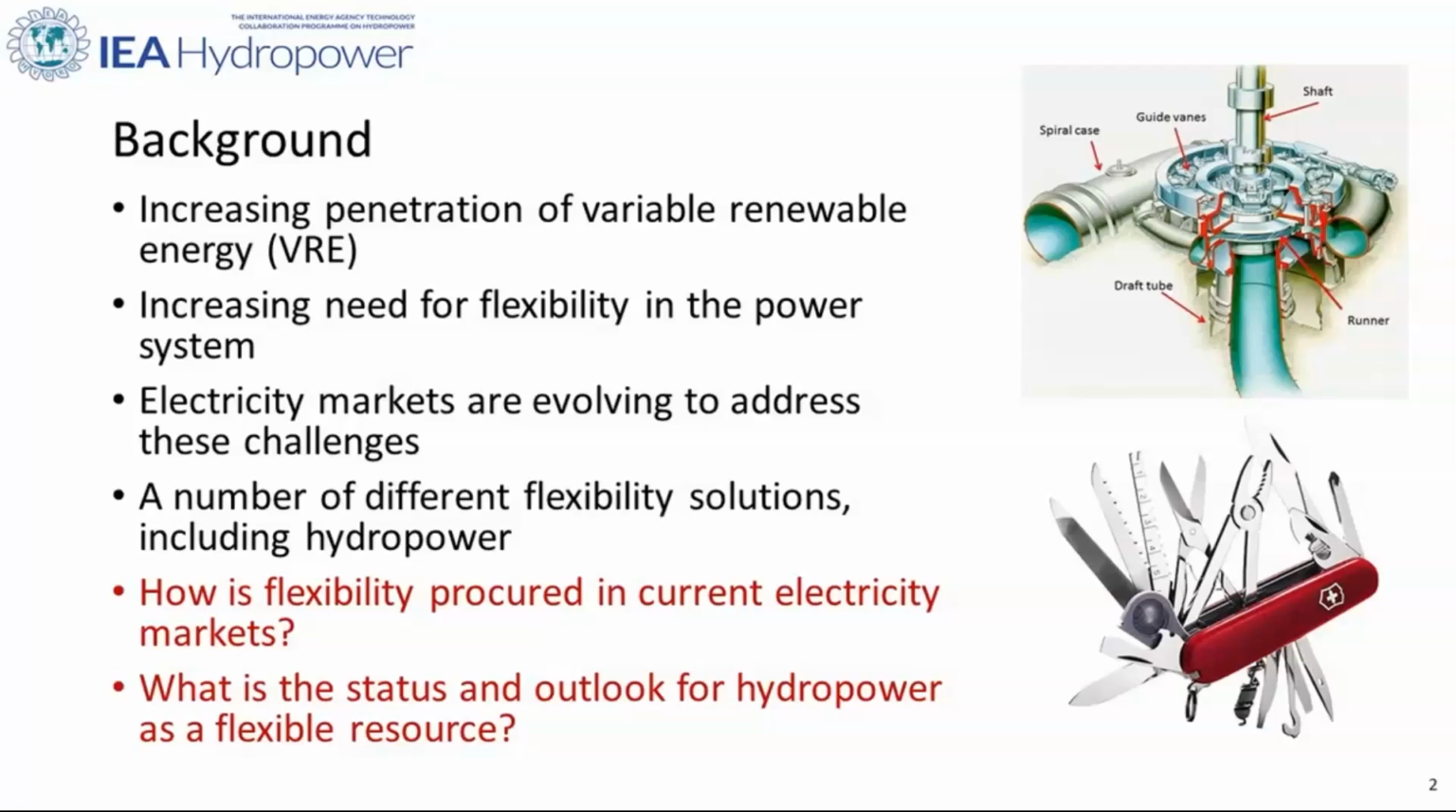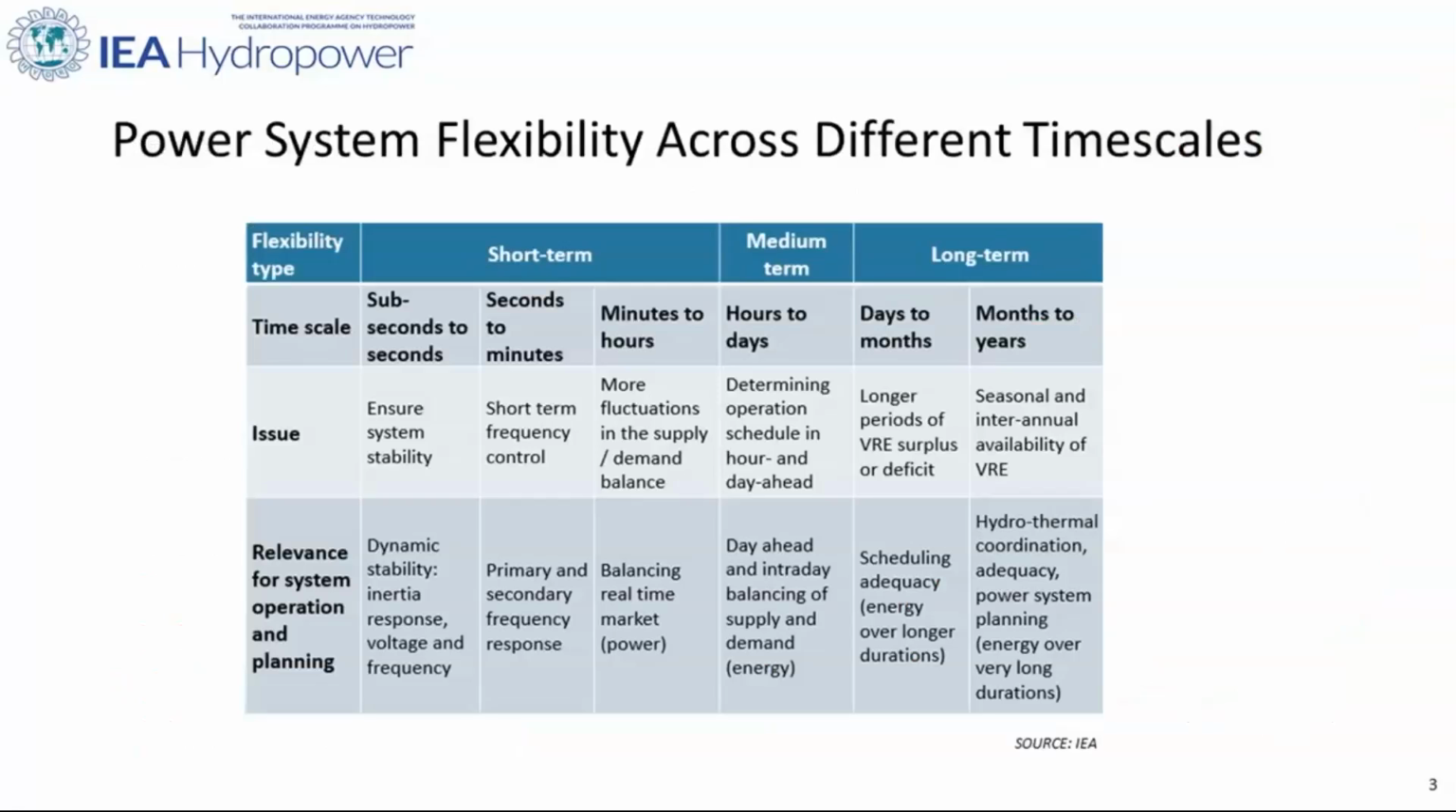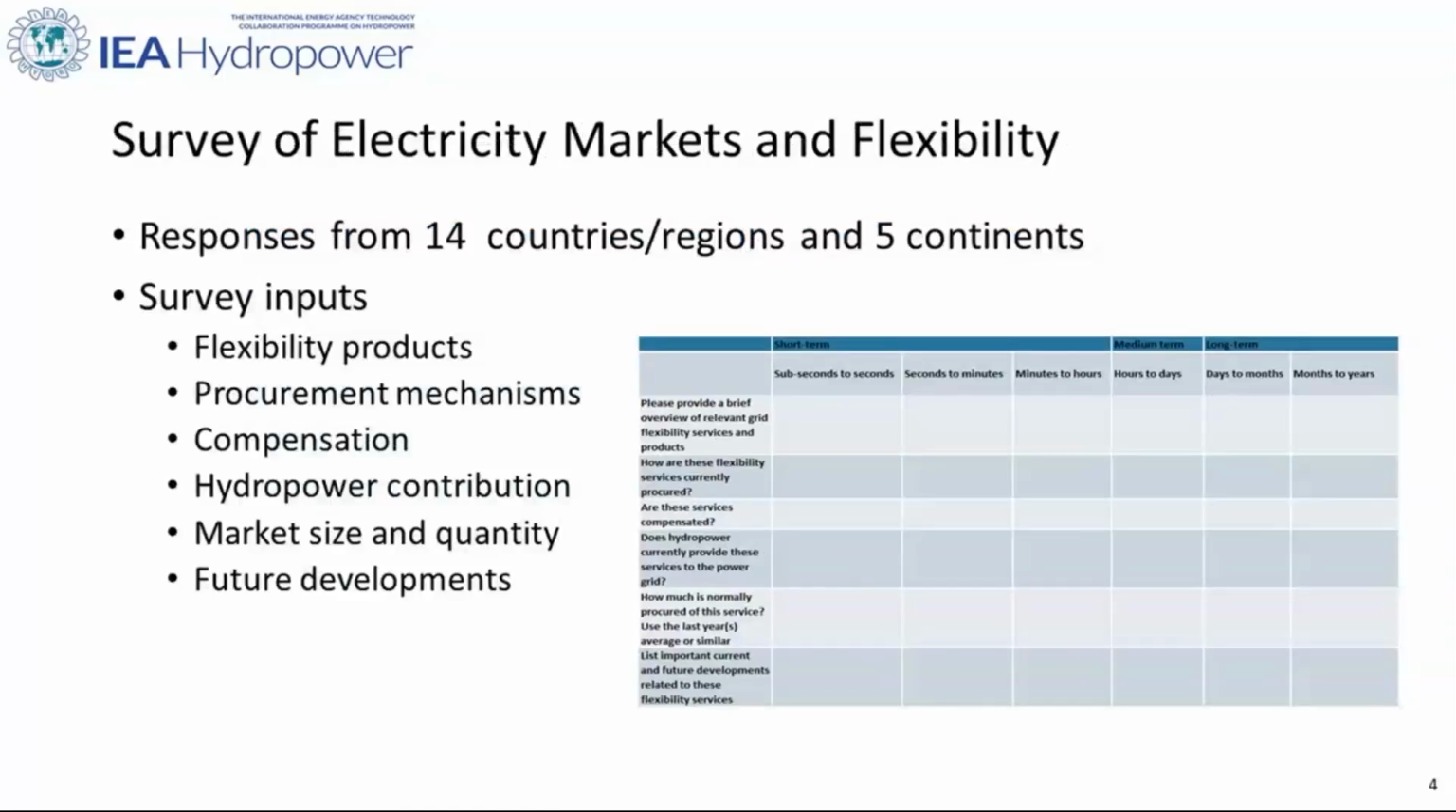So when we look at power system flexibility, we use the definition from the IEA, which they came up with a couple of years ago, splitting power system operations into different timescales, from very short-term issues around stability, through medium-term scheduling and dispatch decisions, to longer-term seasonal issues, as well as investment planning. So we wanted to find out how flexibility is procured across these different timescales. We conducted a survey where we asked for inputs, and you can see the table of questions here organized by different timescales. The questions were around what types of flexibility products there are, what types of procurement mechanisms, whether these services are compensated, to what extent hydropower contributes, what the size of these different markets is, and also what the future developments are.